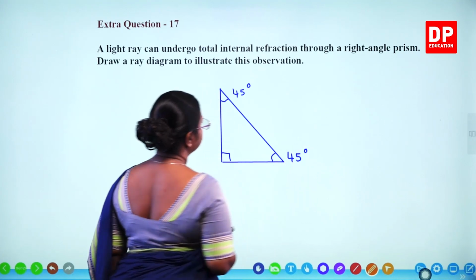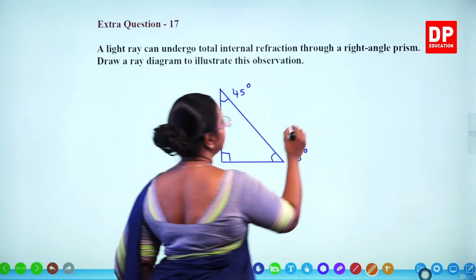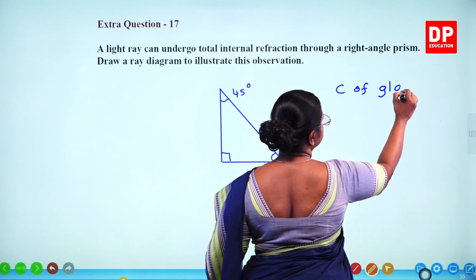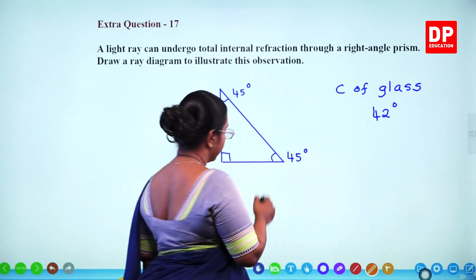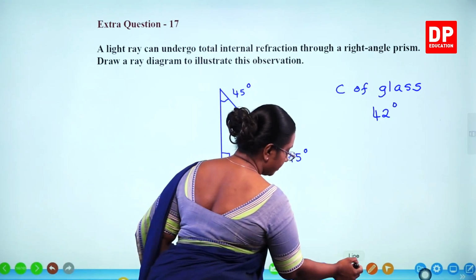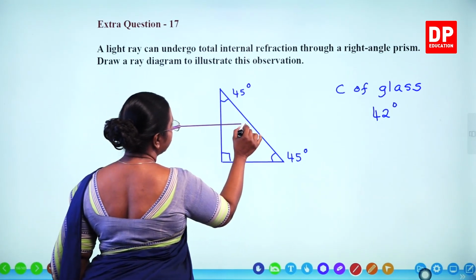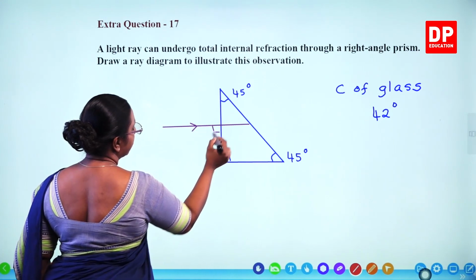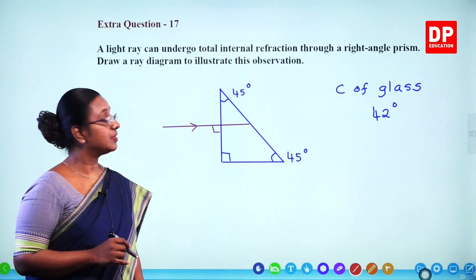45 degrees. And what is the critical angle of glass? 42 degrees. And when a light ray, I will use a different color, travels perpendicular to one surface, here this is a 90 degrees angle, so it's perpendicular to the surface of the prism.